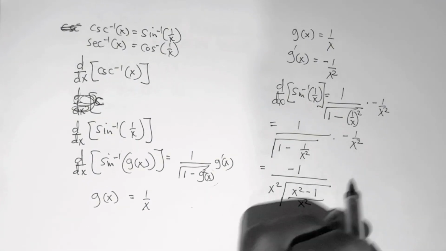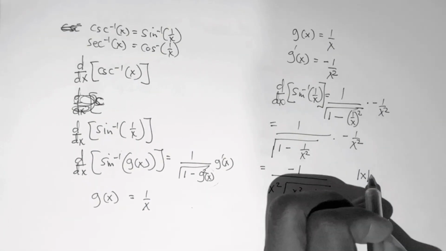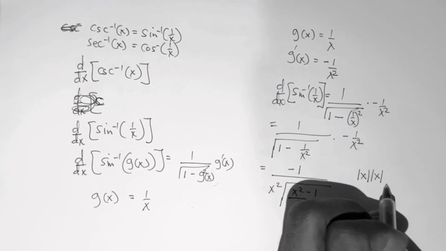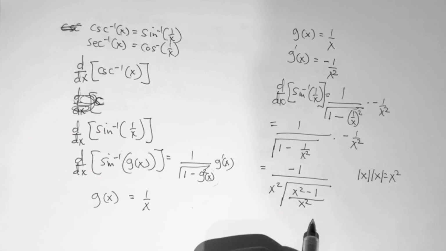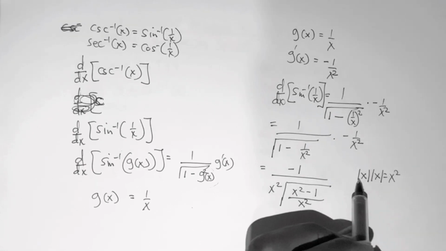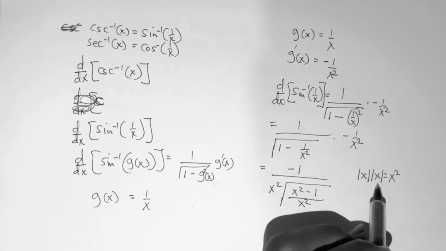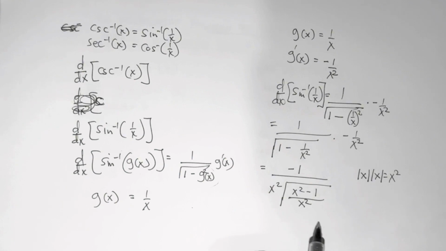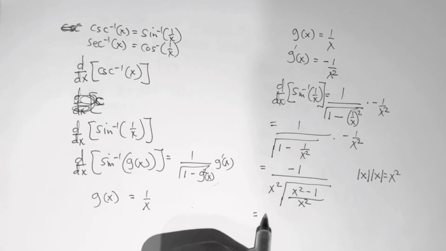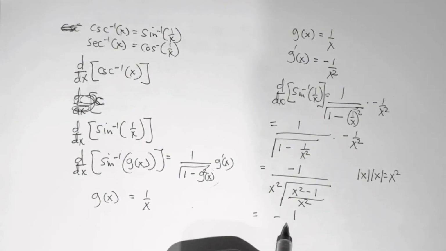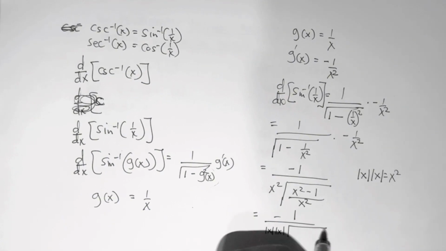But now we know that absolute value of x times absolute value of x is equal to x squared. Because absolute value of x, whether negative or positive, will throw out a positive number. And if we multiply two positive numbers, we are going to get the square of the positive number. So therefore, this x squared, we can write it as absolute value of x times absolute value of x, so this becomes minus 1 divided by absolute value of x times absolute value of x, then square root of x squared minus 1.